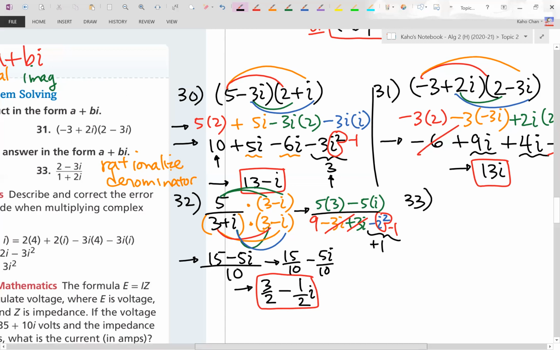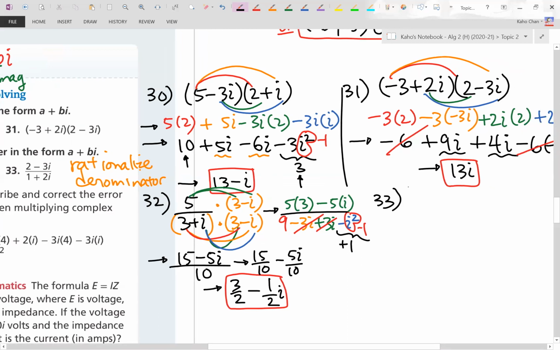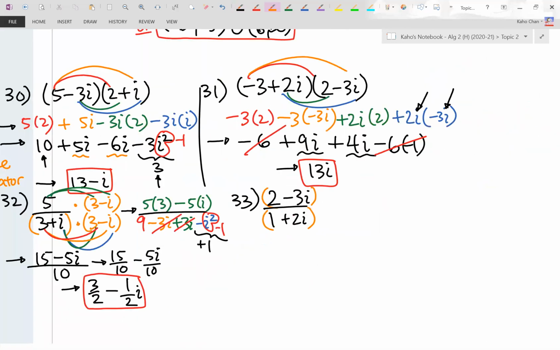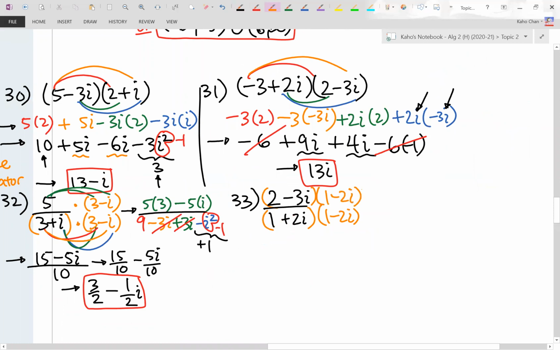All right. Whew, I think we're ready for number 33. Here we go. Similar problem. We still need to rationalize the denominator. Let's do it. I don't care about the numerator. The denominator is 1 plus 2i. The complex conjugate of 1 plus 2i is 1 minus 2i. And the whole point of doing that is to get rid of the two middle products when we FOIL. Here we go. All right.